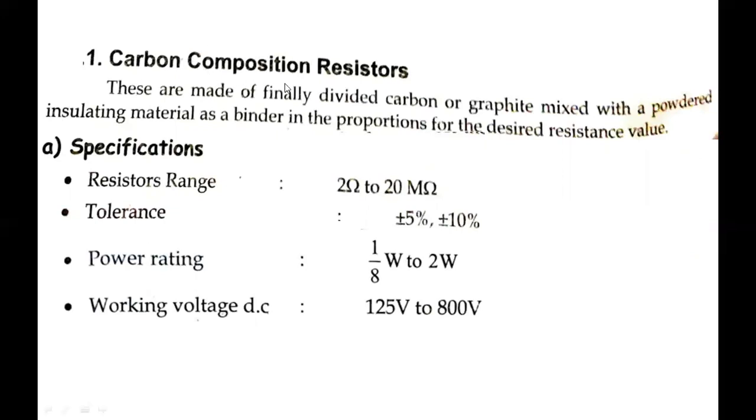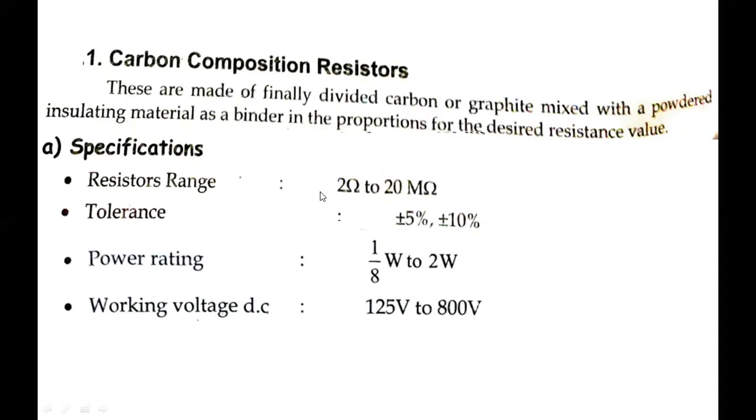Carbon composition resistors are made of finely divided carbon or graphite mixed with a powdered insulating material as a binder in the proportions for the desired resistance value.